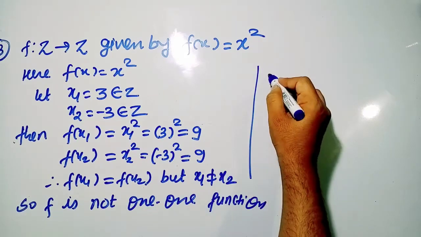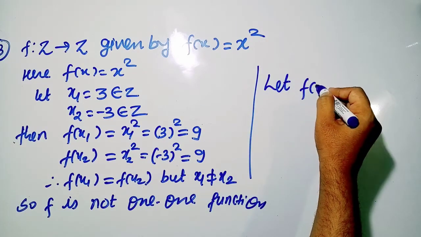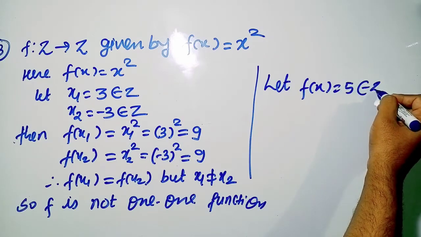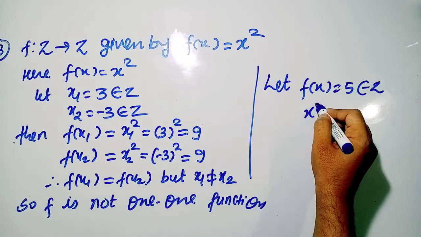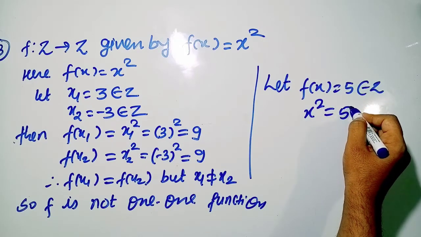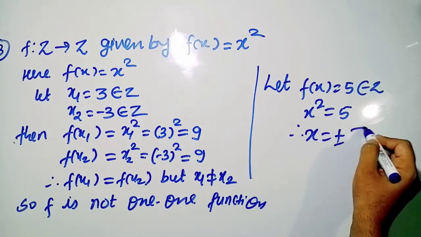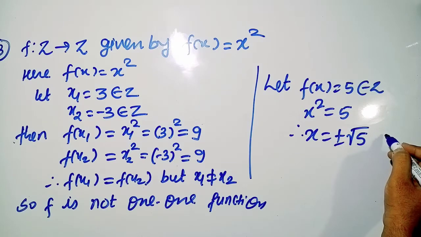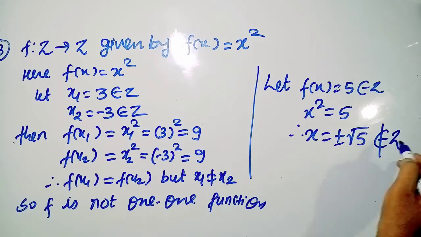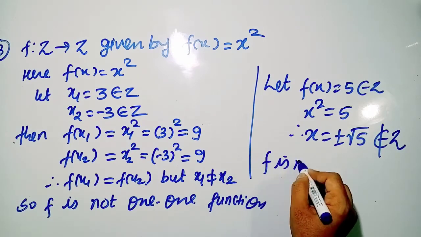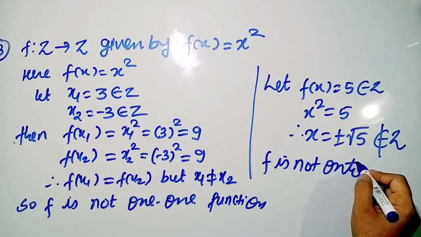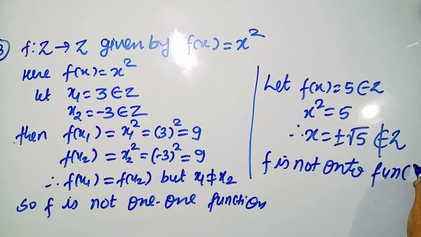Now we will check whether the given function is onto or not. So let us consider f(x) = 5, which belongs to Z. So x² = 5, so we can write x = ±√5. √5 does not belong to Z. So we can say that the given function is not onto. Thus students, we can conclude that the function f(x) = x² is not one-one and not onto.